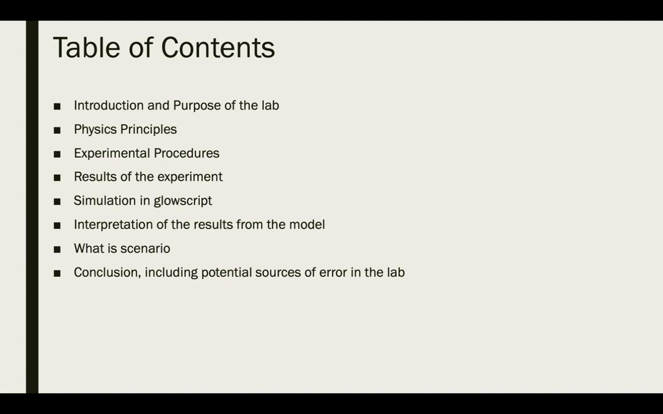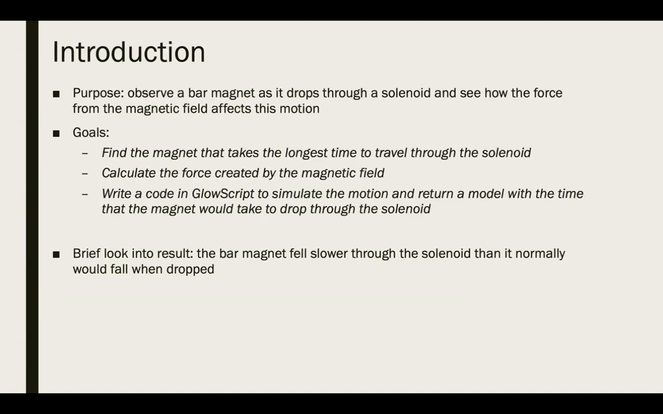So for the introduction, the purpose of this lab is to observe a bar magnet as it is dropped through a solenoid and to see how the force from the magnetic field affects this motion. The goal was to find the magnet that takes the longest time to travel through the solenoid and calculate the force created by the magnetic field, and then write a code in GlowScript to simulate the motion and return a model with the time that the magnet would take to drop through. And then a brief look into the result: the bar magnet fell slower through the solenoid than it normally would fall when dropped.